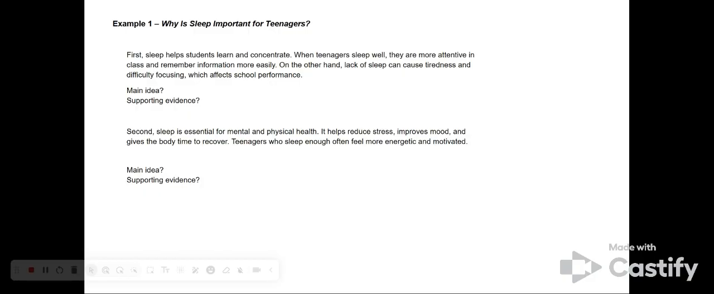Another fact, which affects school performance. So the main idea, we have it in the first sentence, and then two facts are used in this paragraph to support this main idea. Second, sleep is essential for mental and physical health. It helps reduce stress, improves mood, and gives the body time to recover. Teenagers who sleep enough often feel more energetic and motivated. So again, in this paragraph, we see the main idea in the first sentence.